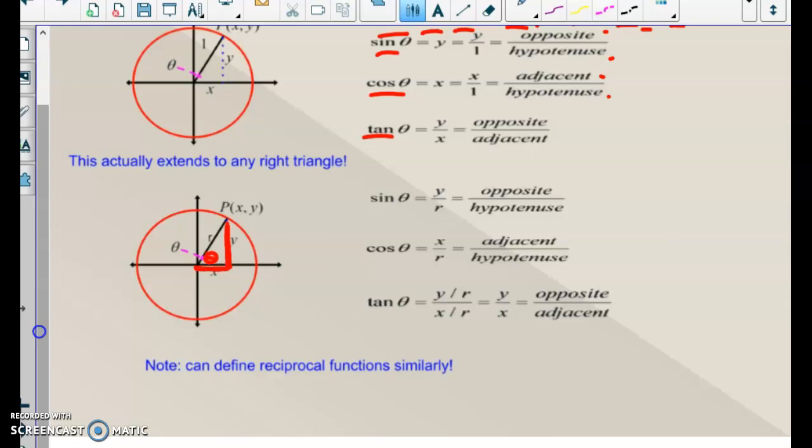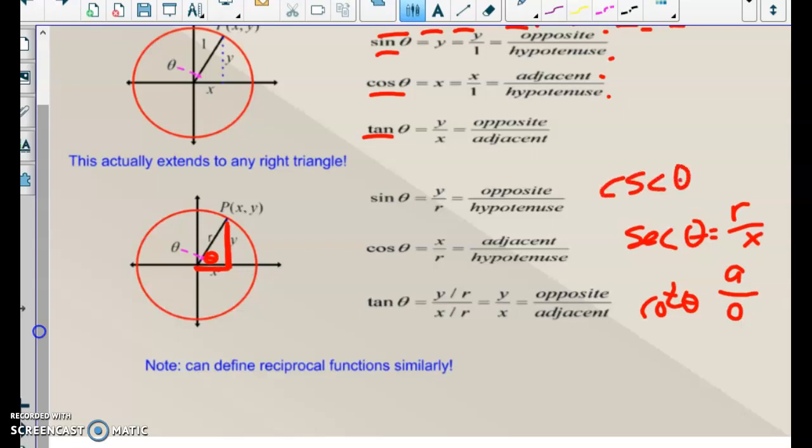So let's talk about some reciprocal functions. We know that the cotangent of theta is the reciprocal of tan, so that would be the adjacent over the opposite. The secant is the reciprocal of cosine, and so that would be r over x, or the hypotenuse over x. And the cosecant, in this case, would be r over y. So all 6 of those trig ratios are defined here.